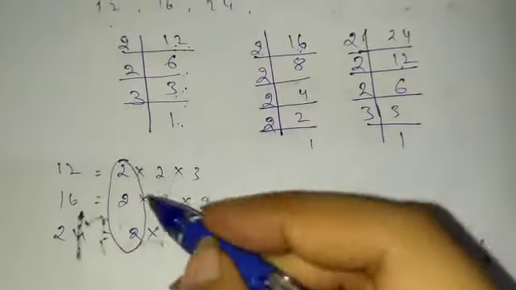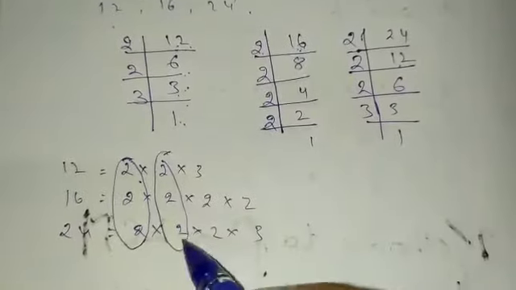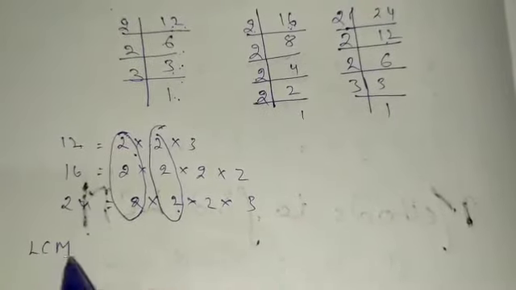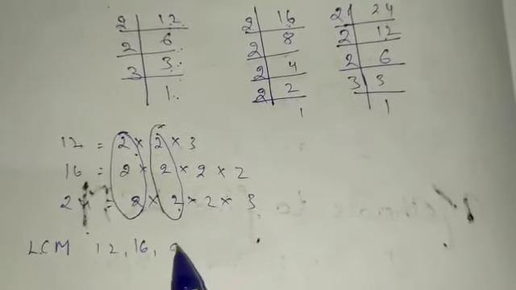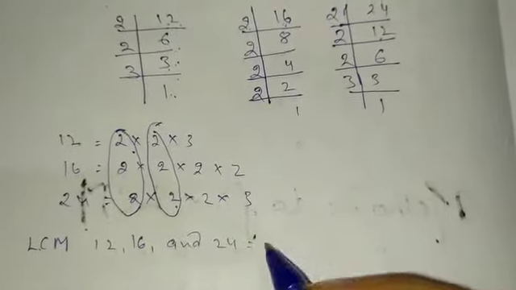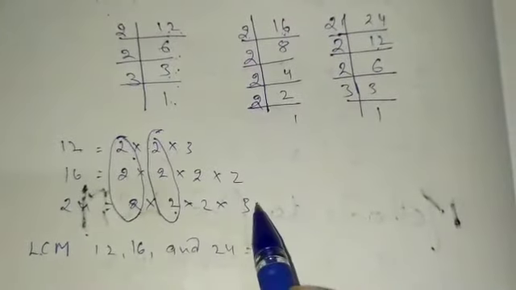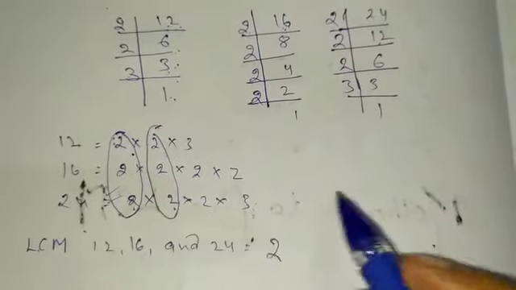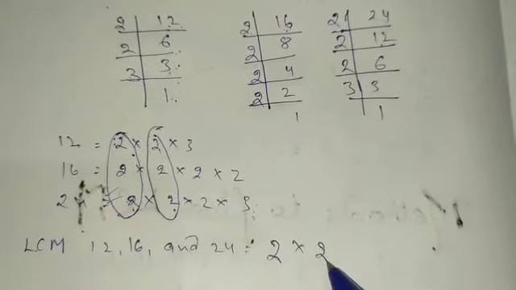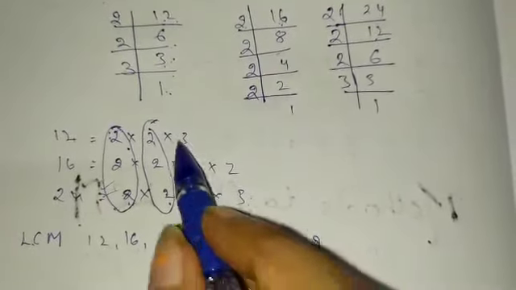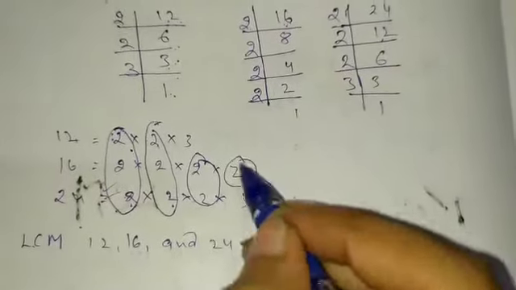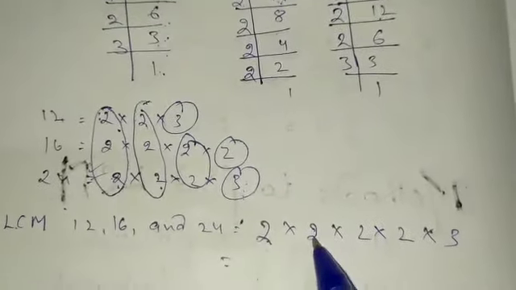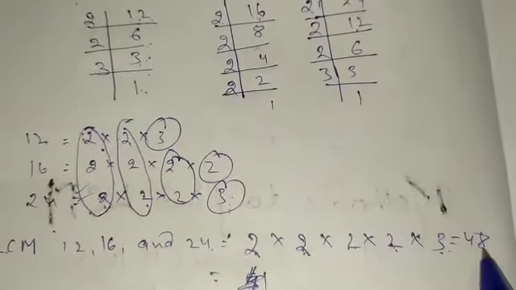Now to find LCM of 12, 16, 24, we will multiply the factors of 12, 16, 24. But remember, we will not repeat numbers which are common in two or three numbers. Here 2 is common in all three numbers, again 2 is common in all three numbers, and again 2 is common in 16 and 24, and 3 is common in 12 and 24. So we will write each one time, that is 2 into 2 into 2 into 2 into 3, which is equal to 48.